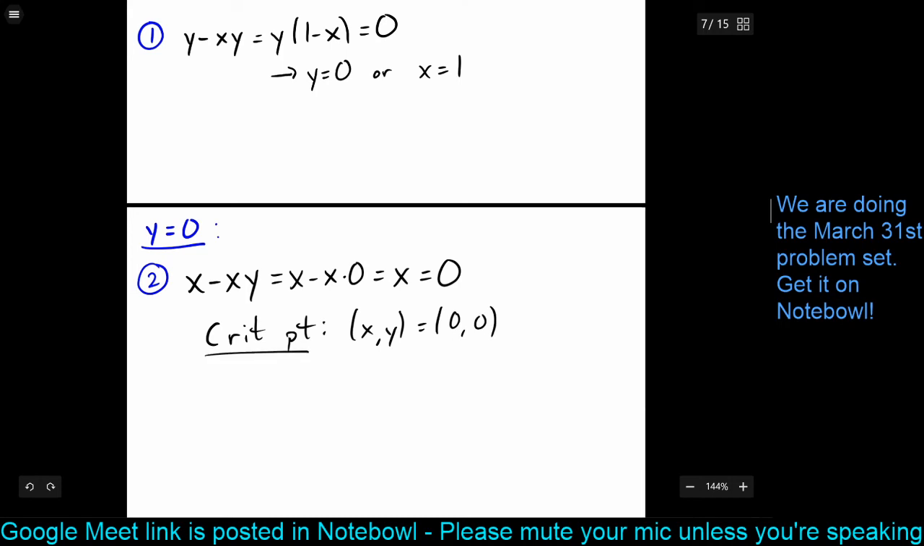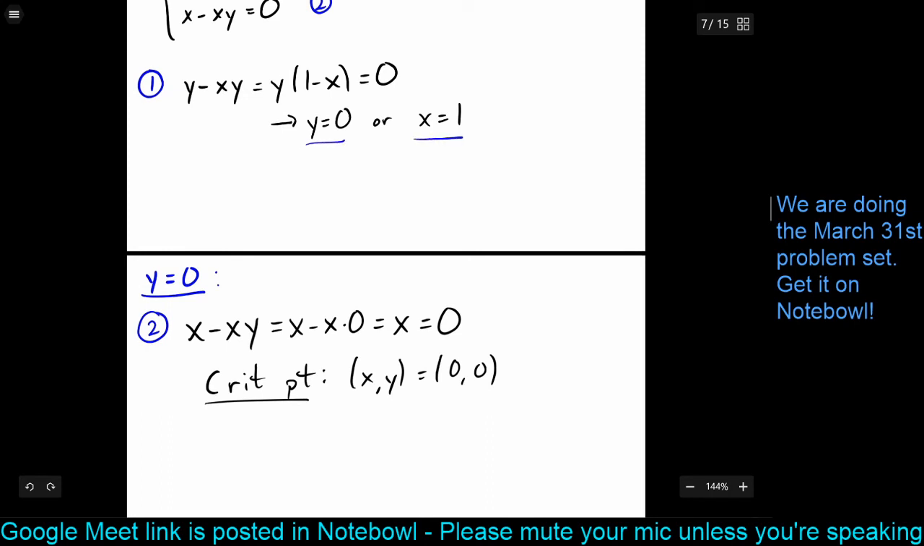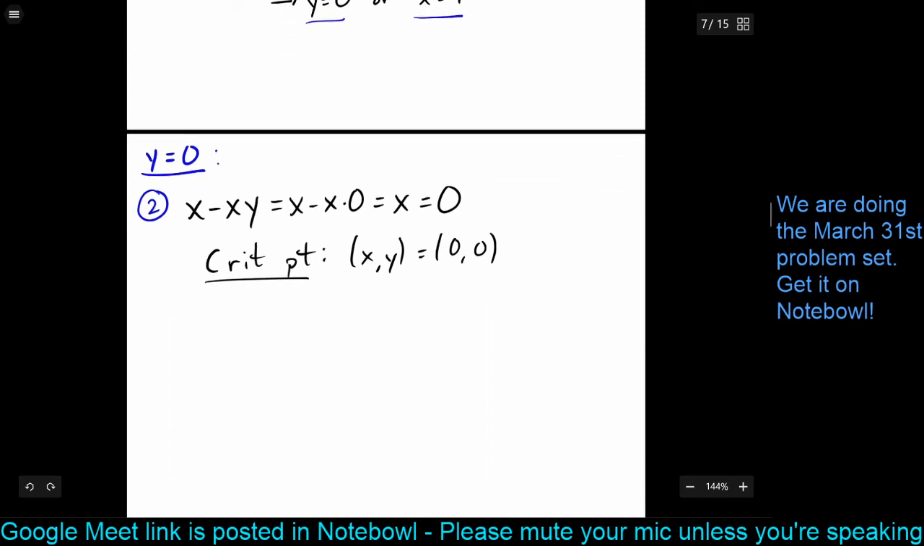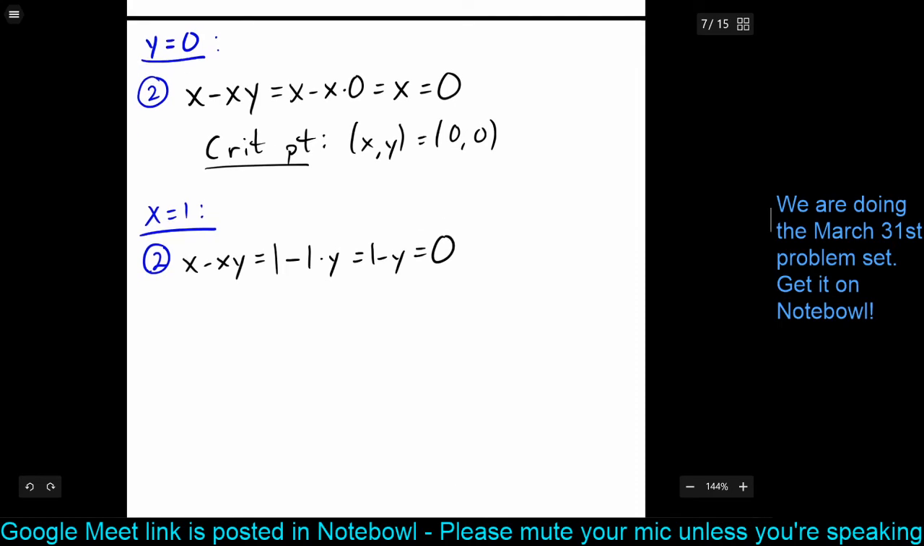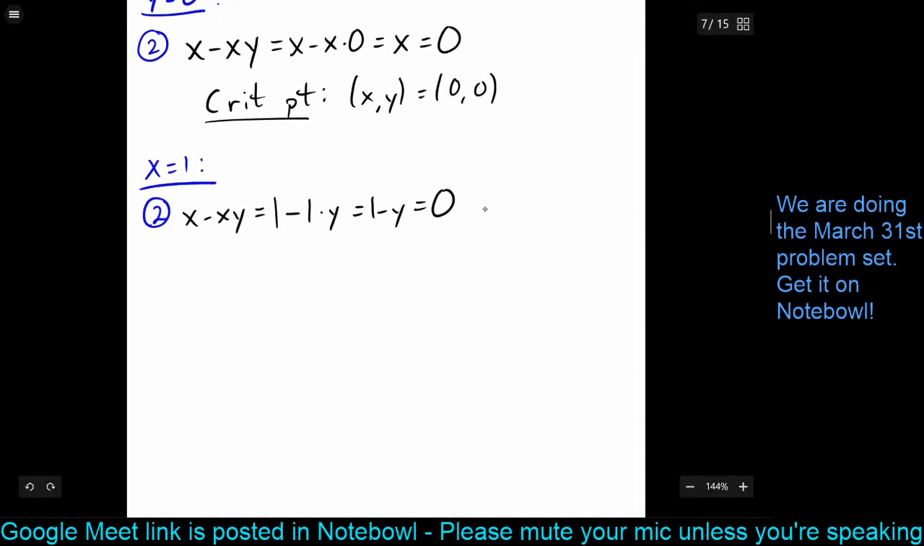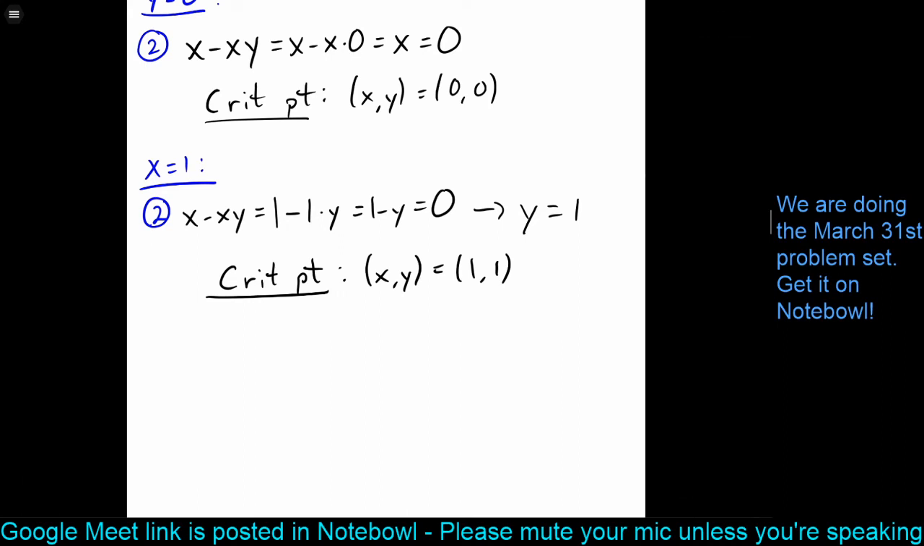Now we need to do the same thing again. So we finished this one. Now we need to do the second possibility, what if x equals 1? Right, then we're again going to look at equation 2. So x minus xy is now going to be 1 minus 1 times y. That's 1 minus y, and that now has to be 0. So this tells us that y has to be 1. So the critical point here is (x, y) equals (1, 1). So those are our two critical points.